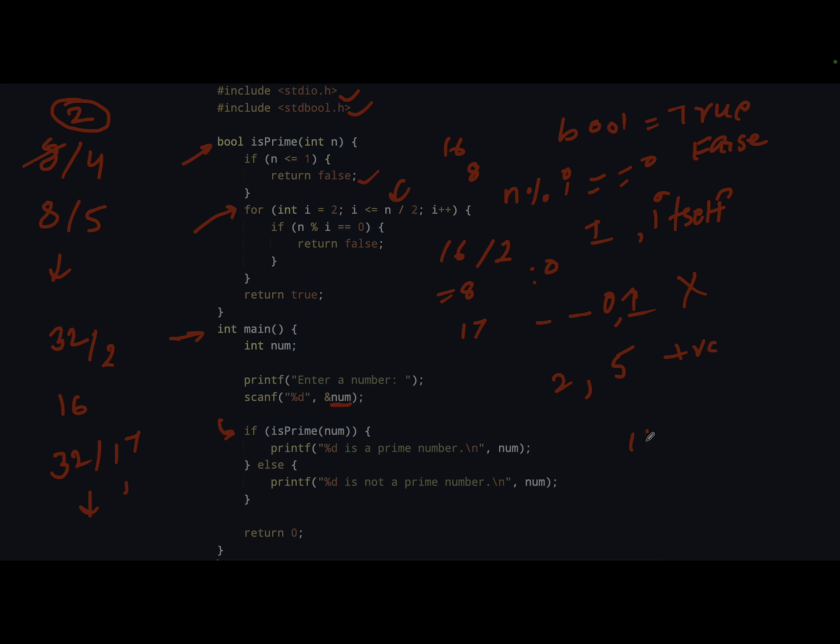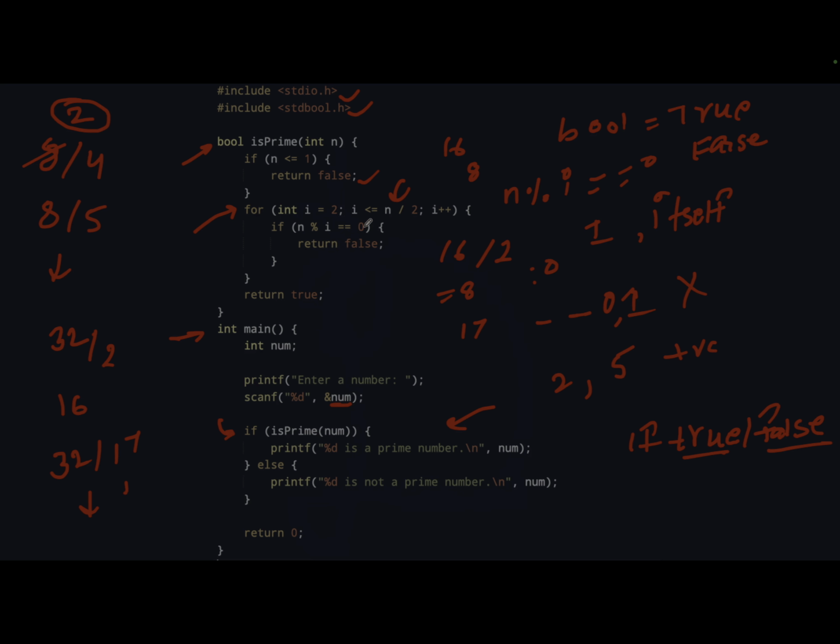Now the if will take either true or false, right? So whenever the true value is received, the if part runs. This is the prime number case. This will print that num is a prime number. And if false is returned, then it is not a prime number. So you got it, right?